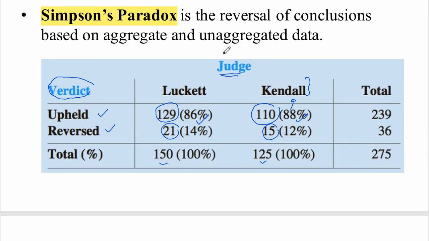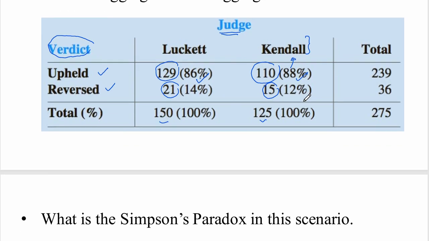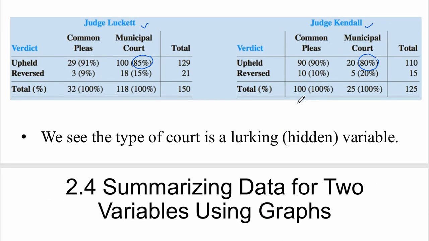Take another look here. When the data is summarized in aggregate form, everybody will say Judge Kendall has the highest rating for upholding cases. But when we go deeper and split it, looking at the lurking variable, which is municipal court, we observe that Judge Luckett has a higher rating of 85% than Judge Kendall. And so Judge Luckett seems to be the most liked judge when it comes to municipal court. You need to understand the influence of a lurking variable. A lurking variable can actually give us an impression that may not be there.